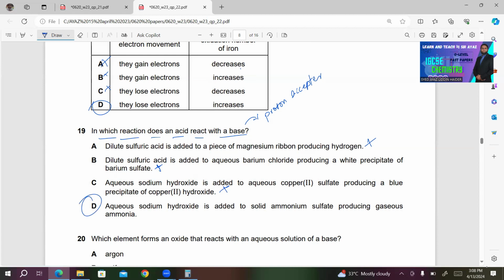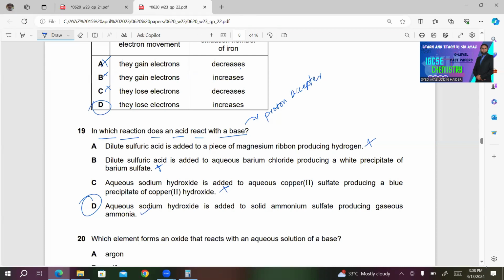When sodium hydroxide is added to solid ammonium sulfate, we'll get gaseous ammonia. So ammonium sulfate is donating proton. So sodium hydroxide, we're getting hydroxide ion, it's accepting the proton from ammonium. So it must be the right answer.